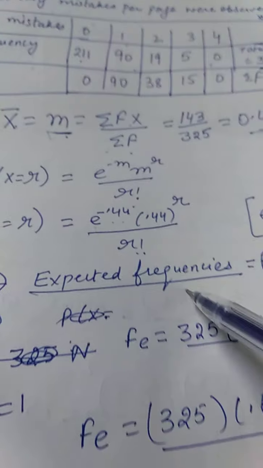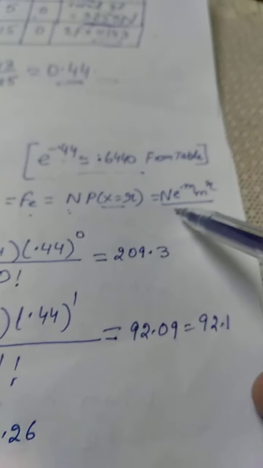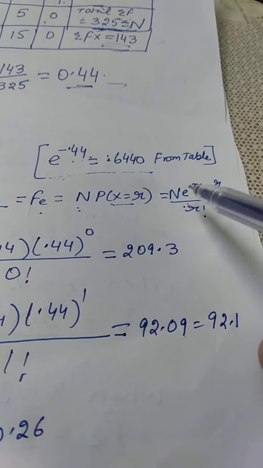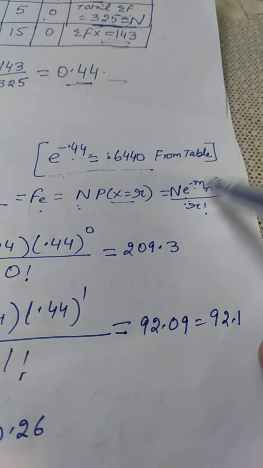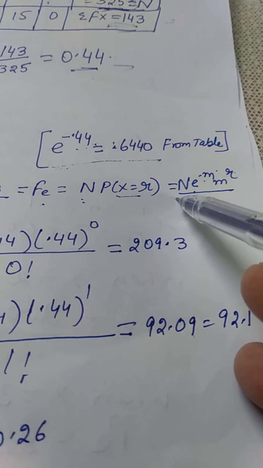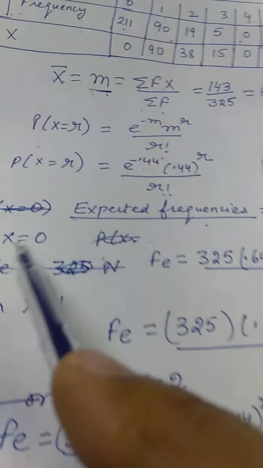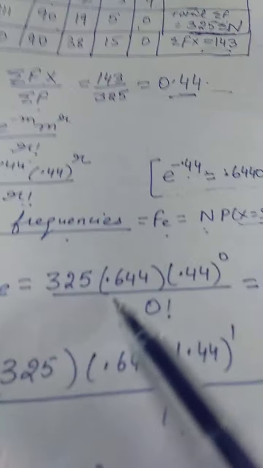Now expected frequency, and I have already told whenever you have to find out the expected frequency, you have to multiply the probability with n. Since we are dealing with the Poisson distribution, so किसकी probability आएगी? Poisson की. It is e raised to power minus m, m raised to power r over r factorial. इसको किससे multiply कर देना आपने probability को? n से. So when x is 0, what you will get?